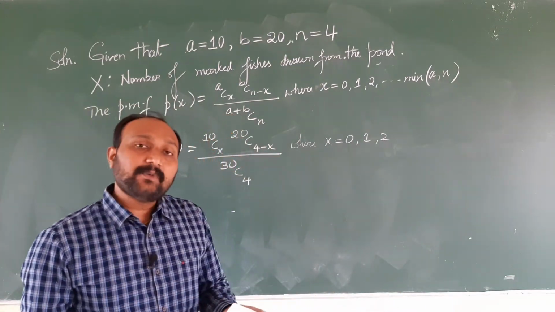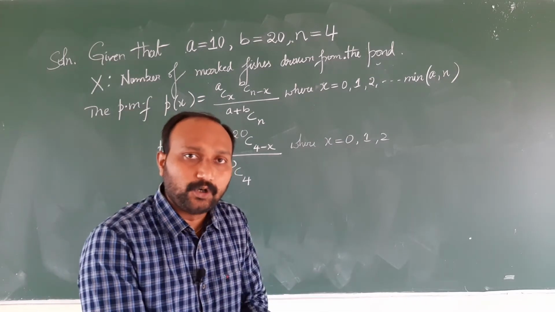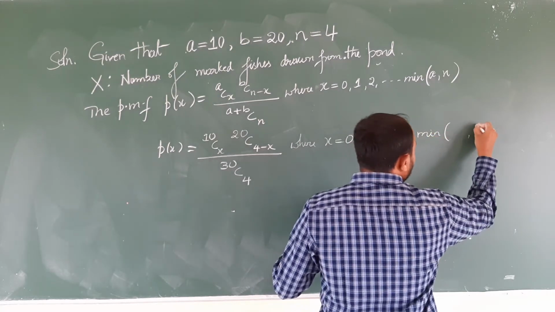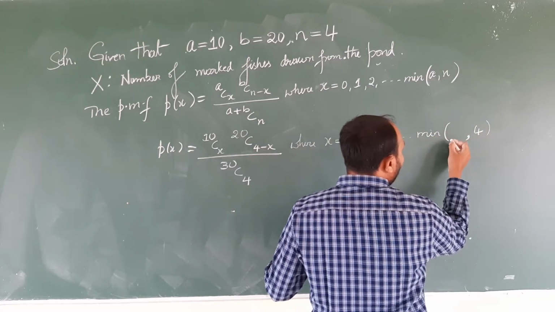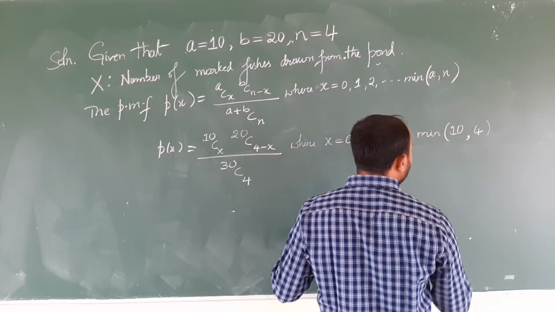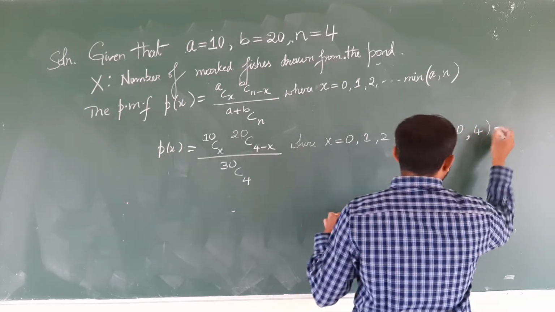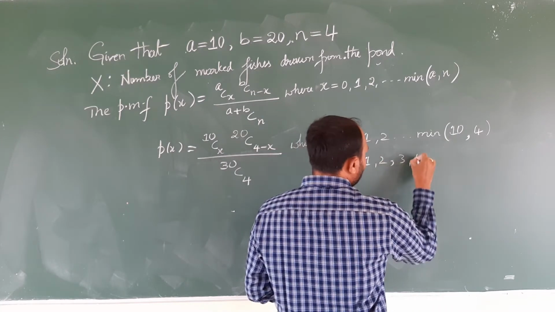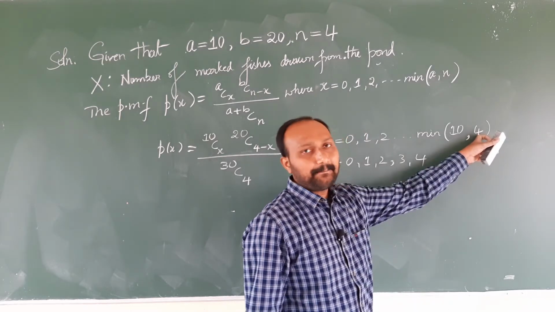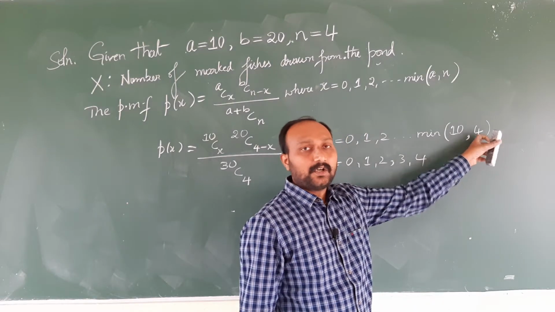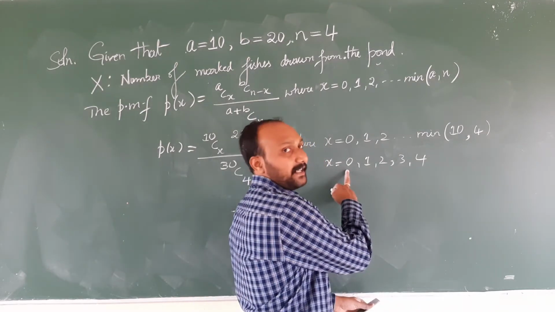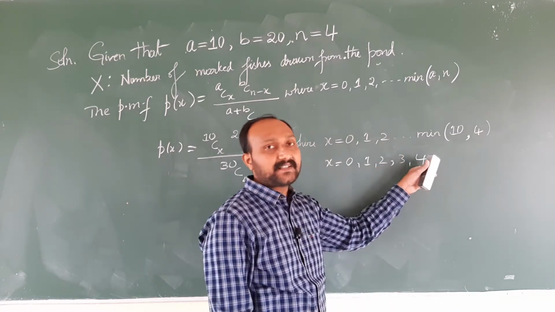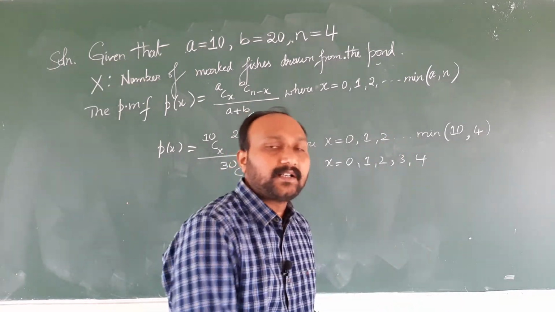So, what is the chance? How many of them can be there in a sample of 4? The sample size is 4, and in the pond there were 10 marked fishes. So, this can be boiled down to 0, 1, 2, 3, 4. In the sample, we have drawn only 4 fishes. There can be a situation where none of them are marked, there can be only 1 marked fish, there can be 2, 3, or 4. That is nothing but all the drawn fish from the pond can be marked ones.